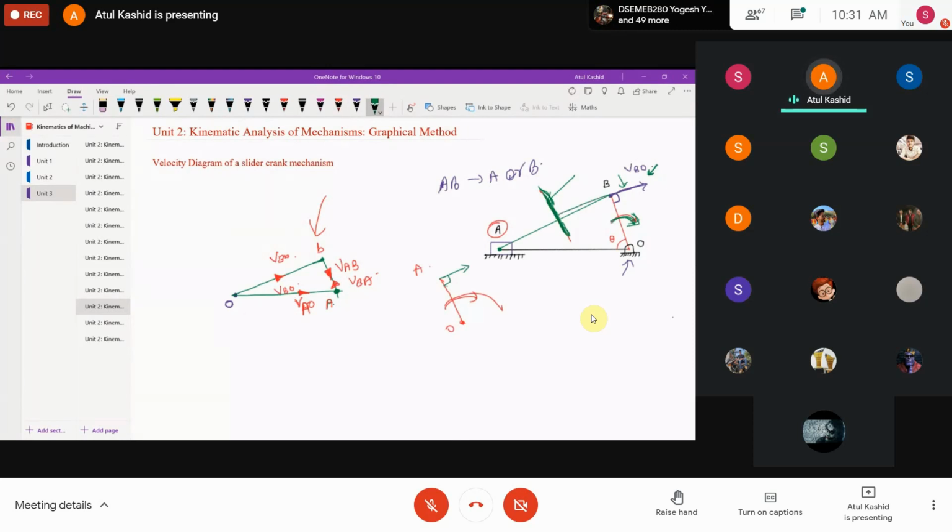That's why here AB is the link which is going to rotate and its velocity direction is going to be always perpendicular to that link. Always remember, for any link whose velocity you are going to see, the direction of velocity will always be perpendicular to the link. The direction you take is perpendicular to the link.